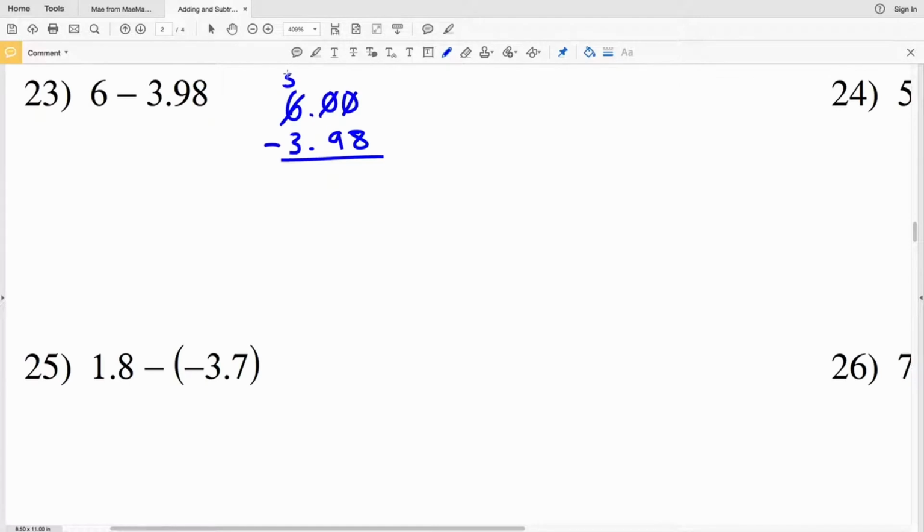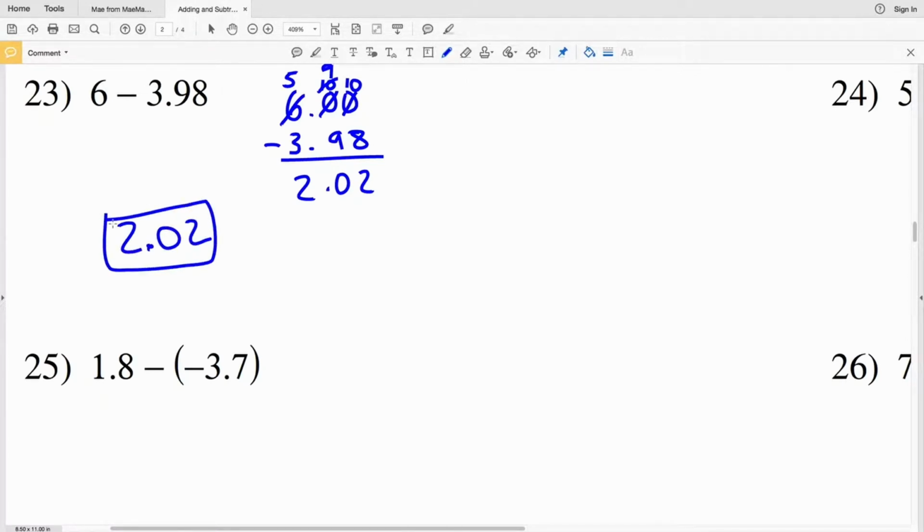Subtracting 1, we're going to make this 5. So then, this number 0 gets added to 10. So this becomes 10, but remember we need to borrow from this, so subtract 1 from that. So that becomes 9, and now this becomes 10. So 10 minus 8 is 2, 9 minus 9 is 0, 5 minus 3 is 2. So the answer to number 23 is 2.02.